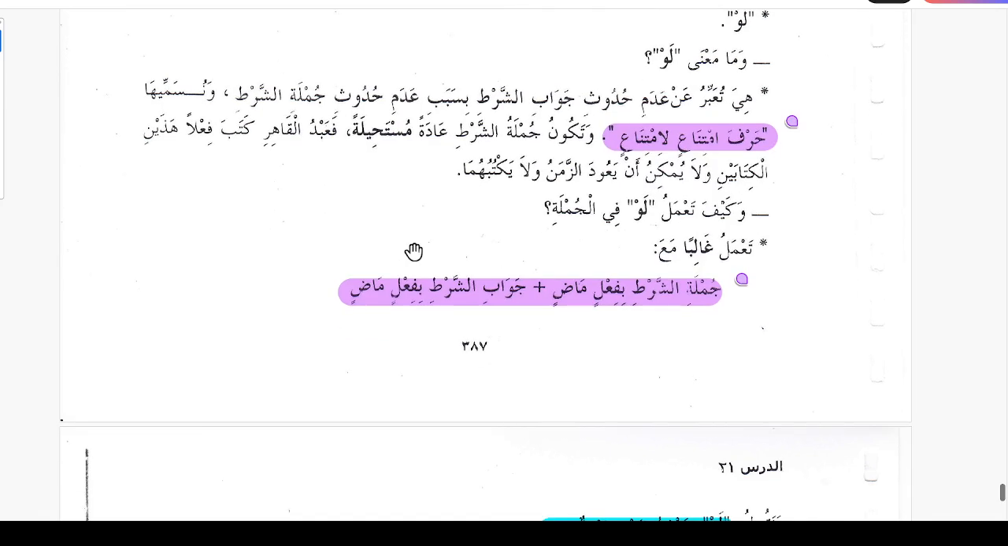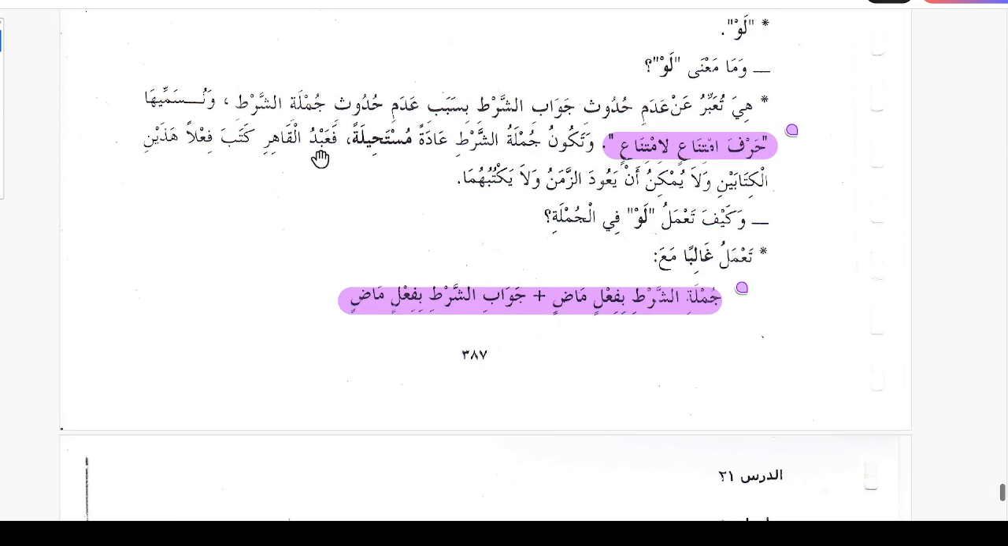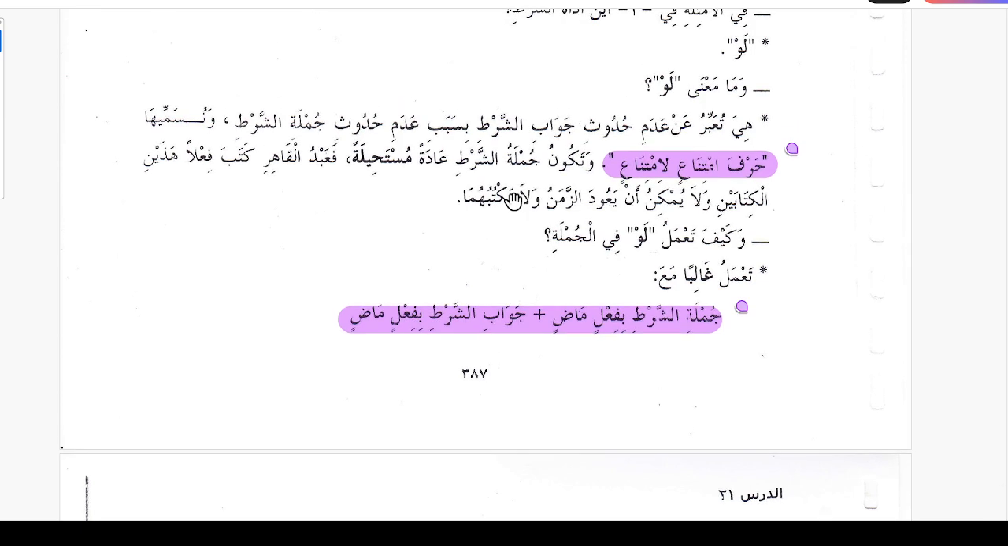So in our case, we said that the writer did not write those two books. For Abdul Kahir kataba fa lan hazainil katabaini, because that writer Abdul Kahir wrote those two books, it is not possible that he goes back in time and unwrites them. So undoing the writing of these two books is not possible. That is why the outcome won't happen.